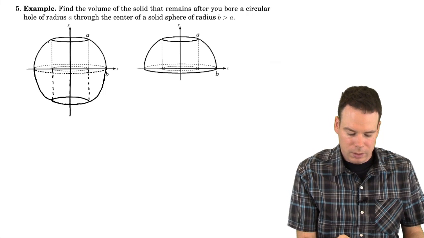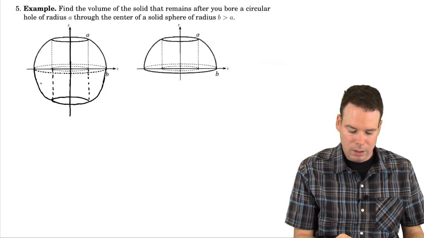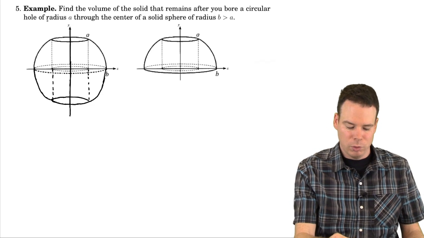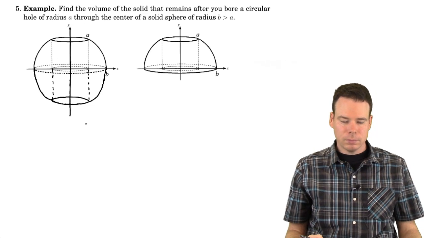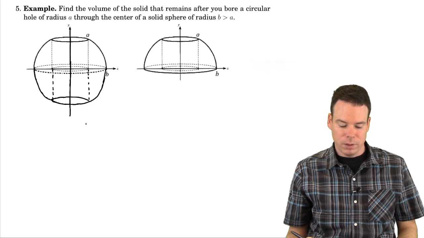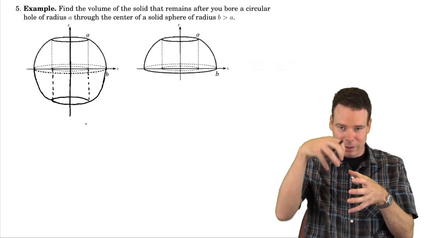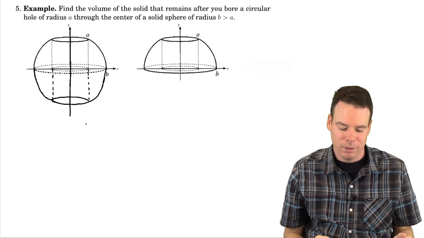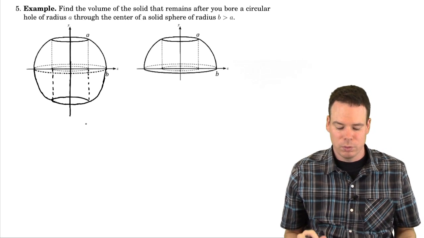Here we've got a sphere of radius b, and we've cut out a cylinder, bored a hole through it of radius a, so we've removed a cylinder from the middle of it. What is the volume of the resulting object? This ball with this cylinder pulled out of the middle, what is the result?